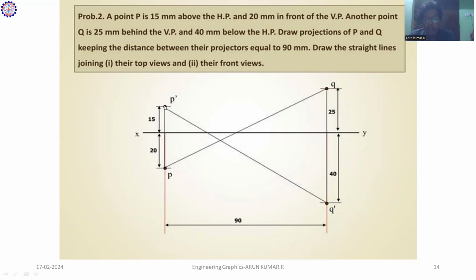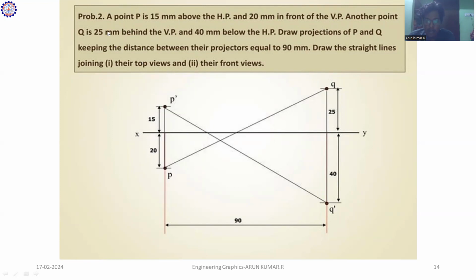Then the line is projected downward, why? Because the point is 20 mm in front of the VP. According to the quadrant conditions, this is the first quadrant. So P comes below the XY line. That is the top view. So after drawing the top view, it is 20 mm below the XY line, in front of VP. So I draw the point P. This is the first point mentioned in the problem.